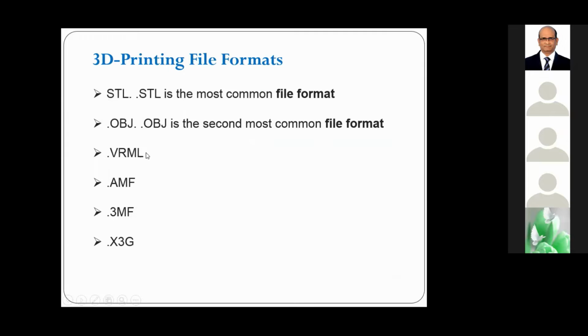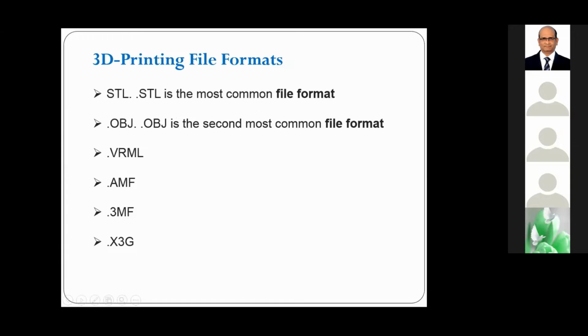Even now we can use VRML, AMF, 3MF, X3G. AMF is a 3D manufacturing file format, given by ASTM. And Microsoft invented their own file format, the 3MF file format. In the future, you will see AMF and 3MF only, because in STL and OBJ, a lot of drawbacks are there.